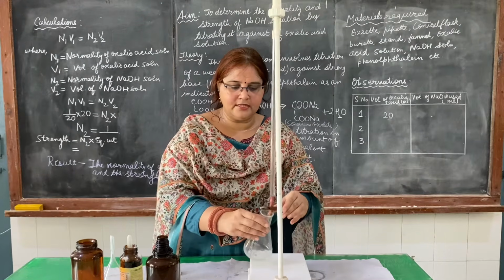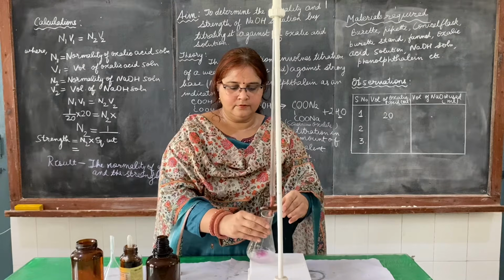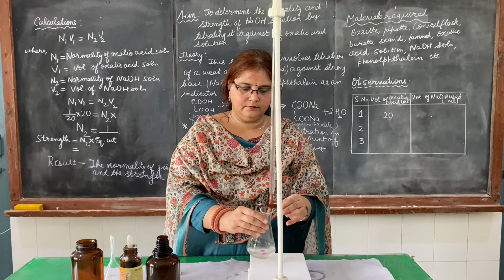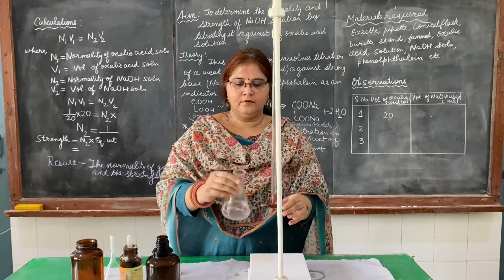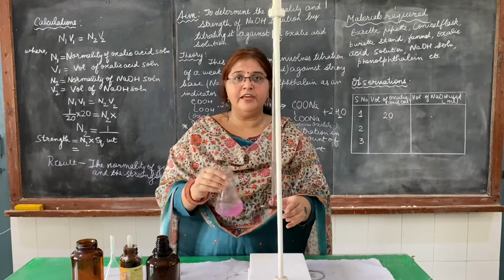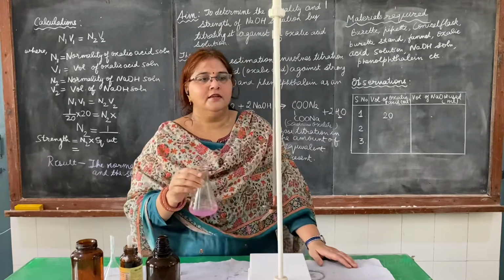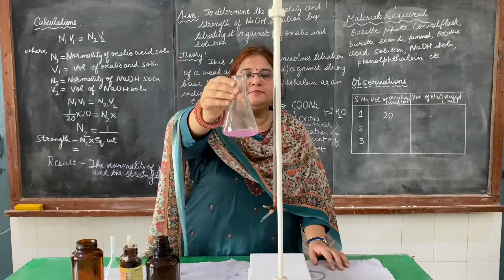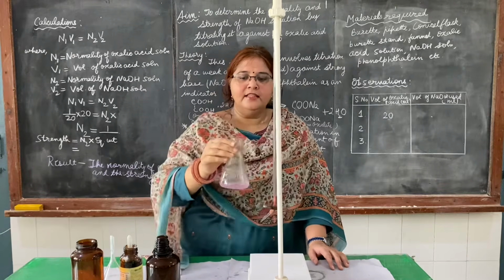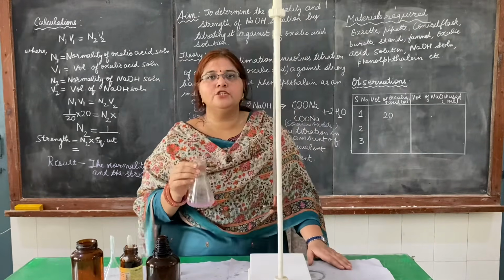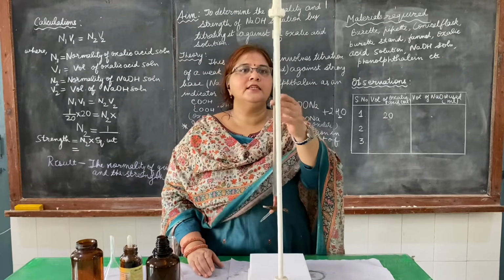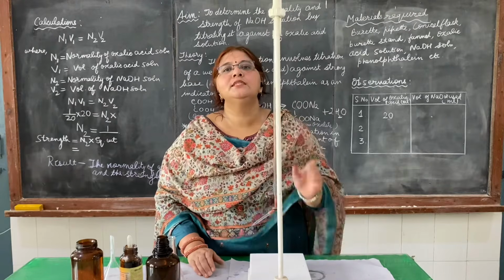Slowly and slowly you mix in the NaOH solution. Very patiently you have to do the experiment. Now you see, this is the light pink color obtained after the acid-base titration, which is not disappearing. This means that now we have reached the end point. Take the reading in the burette. I am seeing it, it is 23 ml.